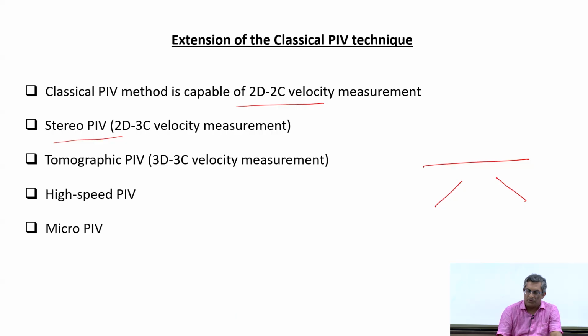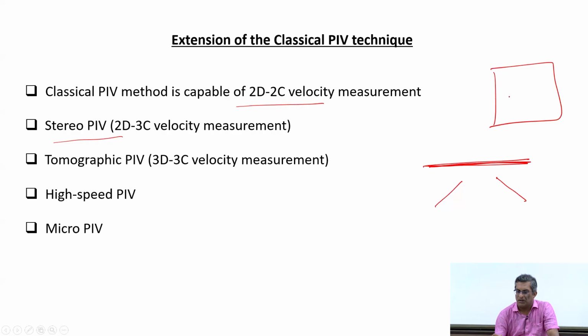So, in this case we can get 2D 3C measurements, which means that the measurements are still obtained in a 2D plane. What I am showing here is actually one plane, the top view. So, you have one camera say here and the other camera say here. Both are looking at the same field of view, but we can obtain the third velocity component, the Z component. So, apart from X, Y, we can get the Z component also.